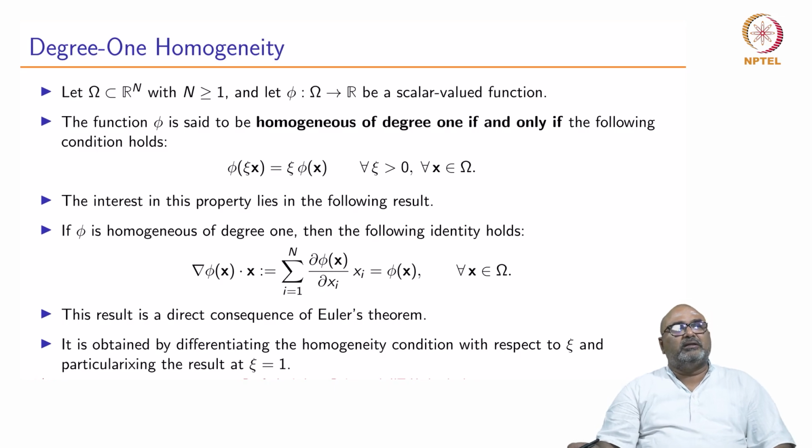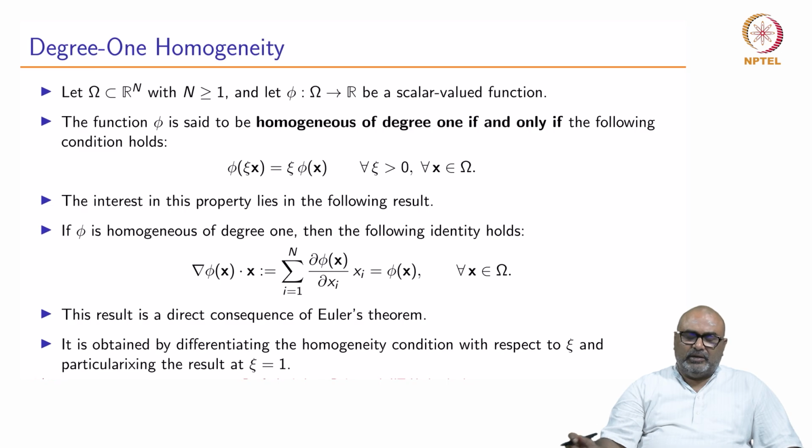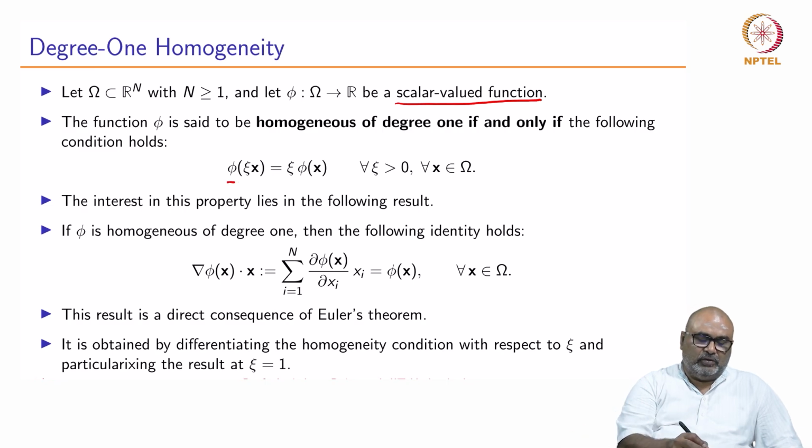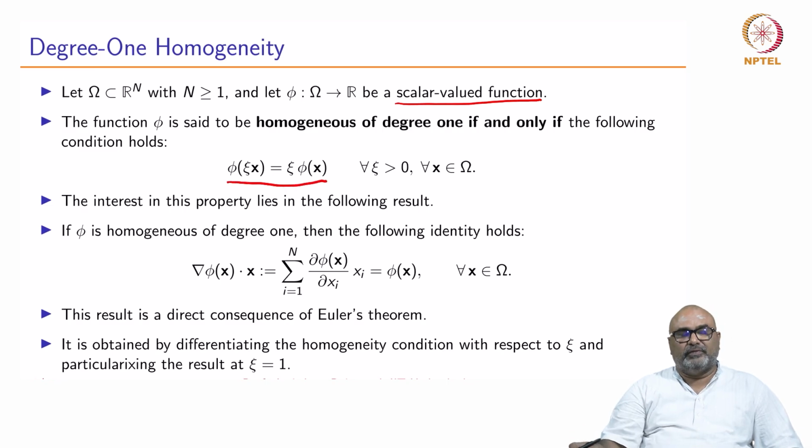The second property that we are talking about for the yield function is the degree 1 homogeneity. So, what do we understand by degree 1 homogeneity? Let the domain belong to a real number space R^n where n is greater than or equal to 1, and let phi be any scalar valued function defined on that particular domain. Now, the function phi is said to be homogeneous of degree 1 if and only if the following condition holds: phi of xi x is equal to xi times phi of x, for all values of xi greater than 0 and for all x belonging to that particular domain.